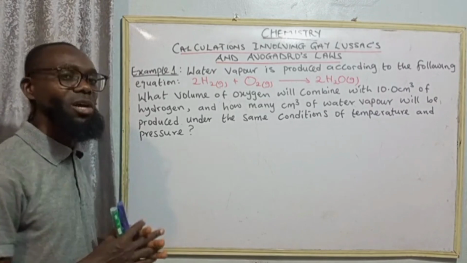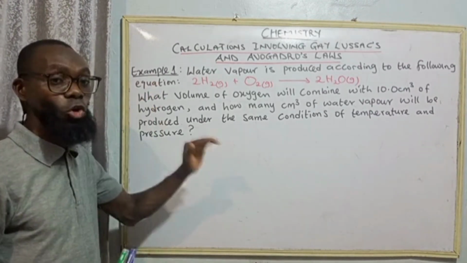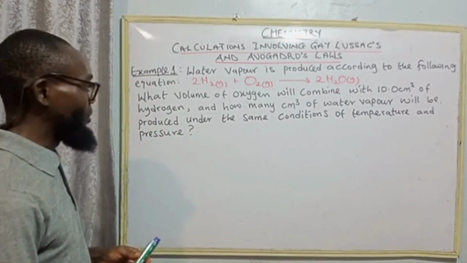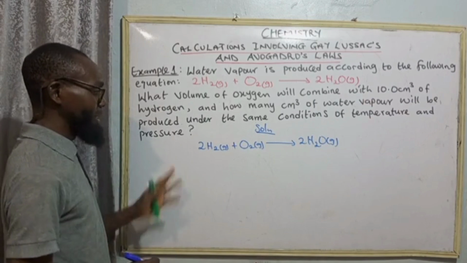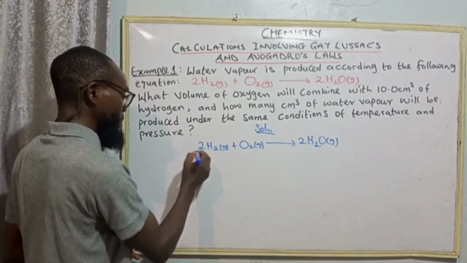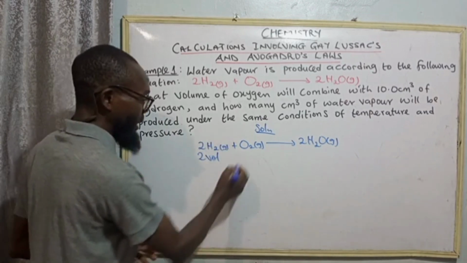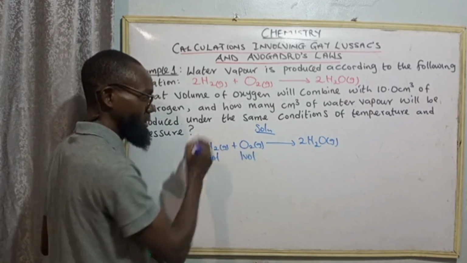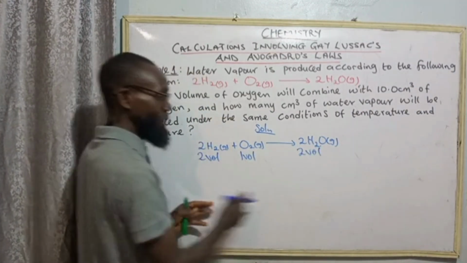In this case, we are to calculate two things. The first one is to calculate the volume of oxygen. Now, considering this equation given to us, 2 volume of hydrogen combining with 1 volume of oxygen to give 2 volume of water. This is Gay-Lussac.